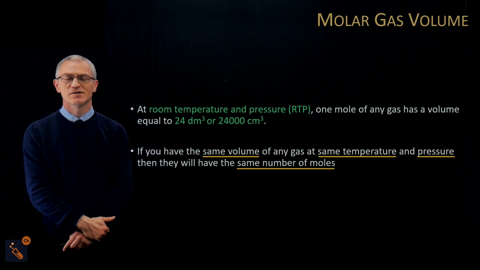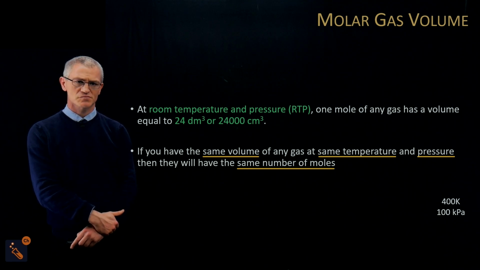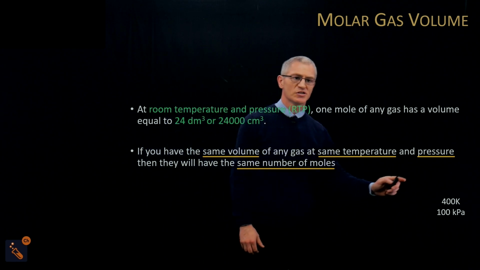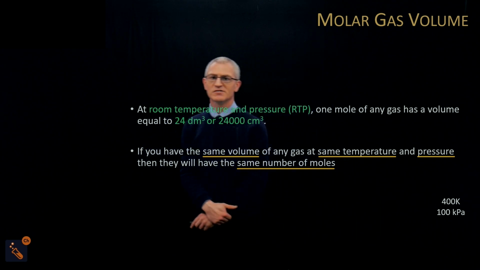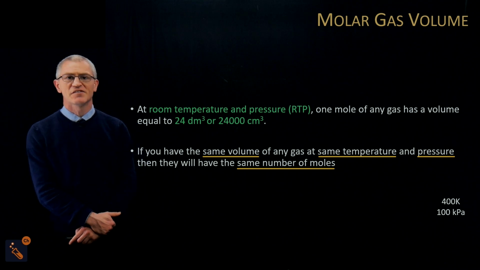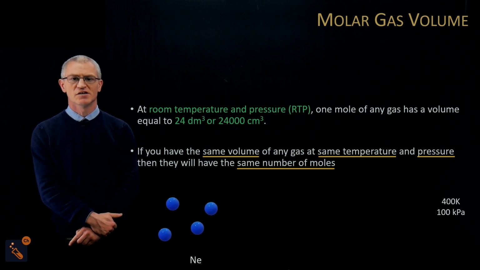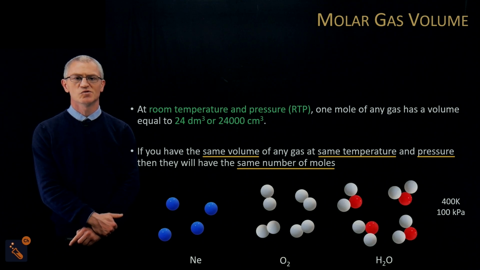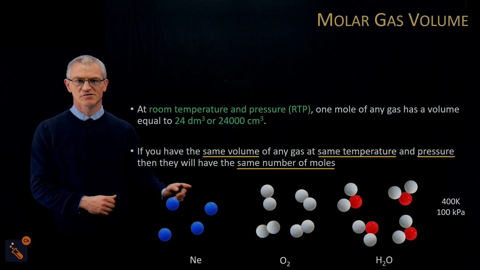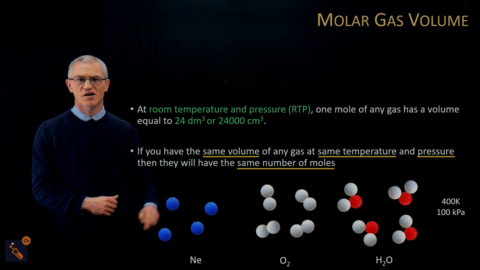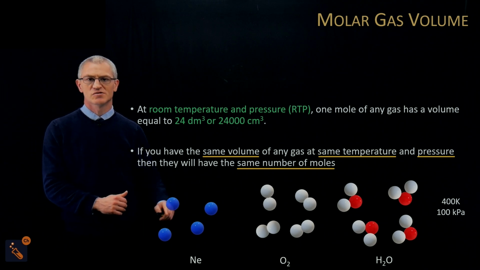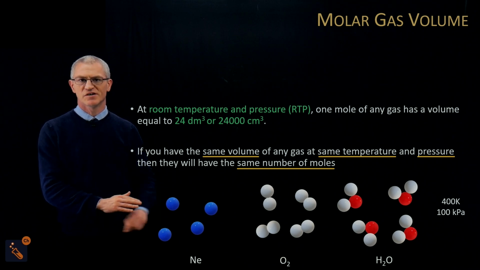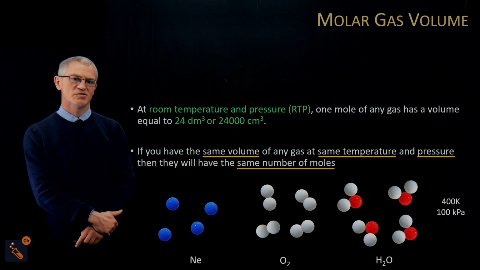But let's look at this pictorially. Let's just say I set my temperature and pressure to 400 and 100 kilopascals. Okay, and then I take 3 samples. So I've got neon, and I have oxygen, and I have water. Now these are not to scale, so if you're looking at the number of balls, elements or molecules we have, they're not to scale. They're just simplified to help you understand.